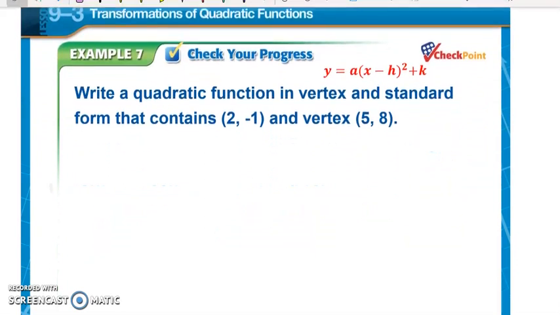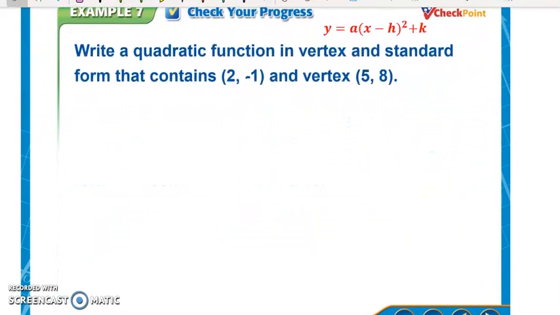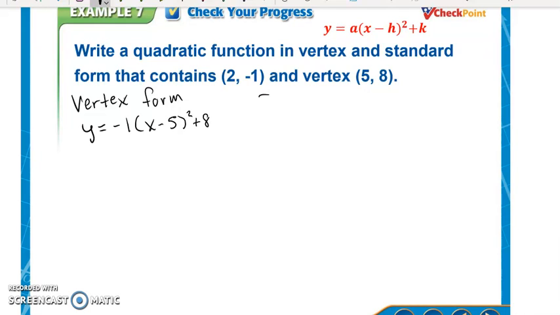Okay, I'm going to have you figure this one out. When you're done with this, your vertex form should be y equals negative 1 times x minus 5 squared plus 8, and your standard form should be y equals negative 1 x squared plus 10x minus 17.